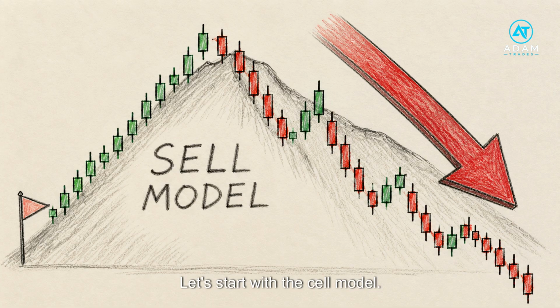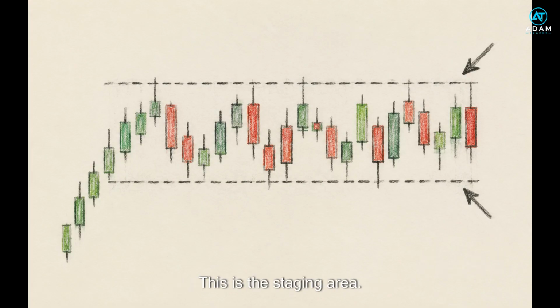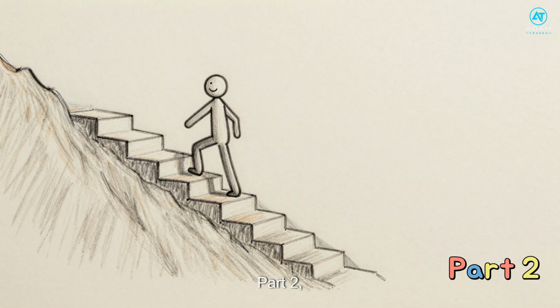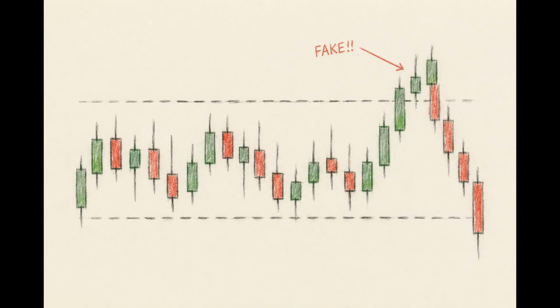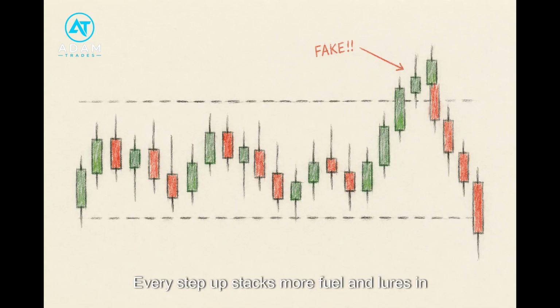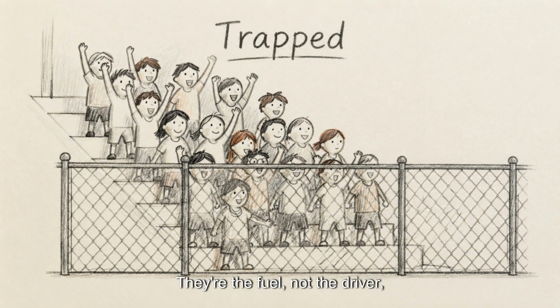Let's start with the sell model. Picture a mountain, up one slope, down the other. Part 1, the original consolidation. Price coils in a range. This is the staging area. Part 2, the climb. Price rallies, making higher steps, looking strong and bullish. But that climb is bait. Every step up stacks more fuel and lures in breakout buyers. Retail piles in long, certain it's a trend. They're the fuel, not the driver, aka liquidity.